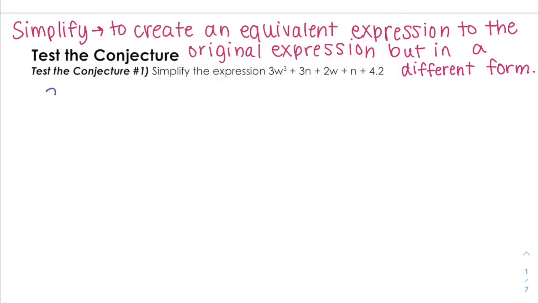So what I'm going to do is write our expression just a little bit bigger. So we have 3w cubed plus 3n plus 2w plus n plus 4.2. So the first thing I want to do is look and see if I can find any like terms. Remember, like terms have to use the same letter for their variable, and they must have the same exponent if they have one.